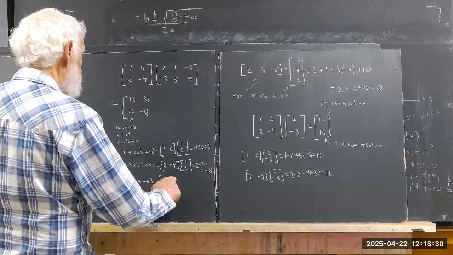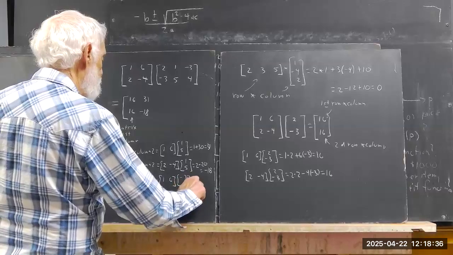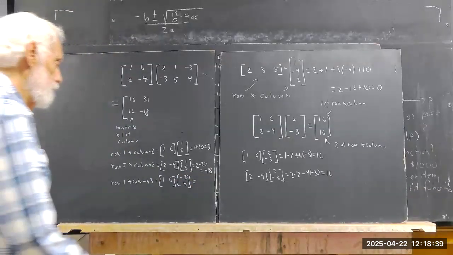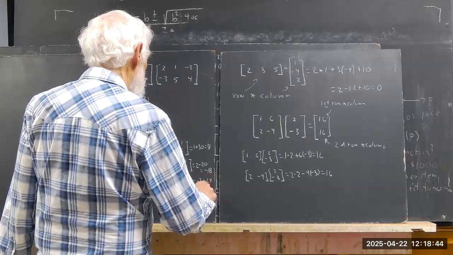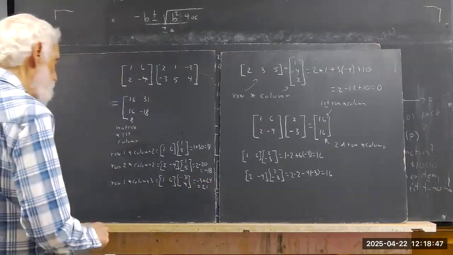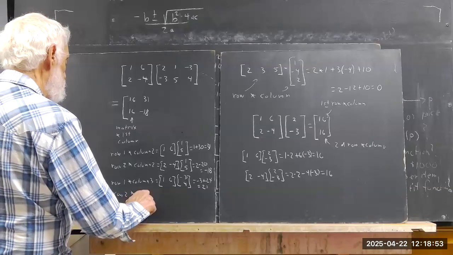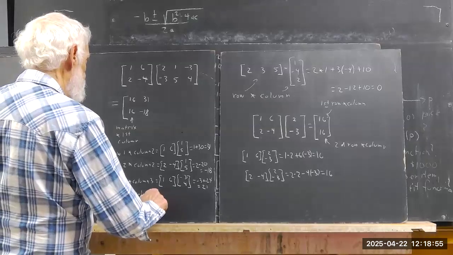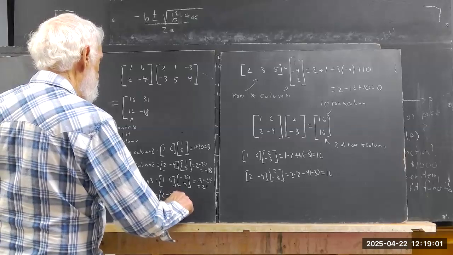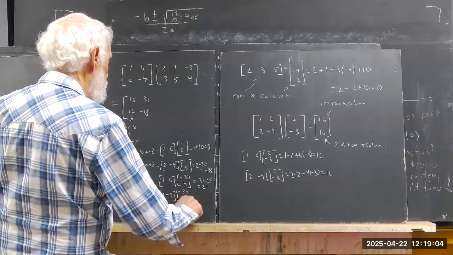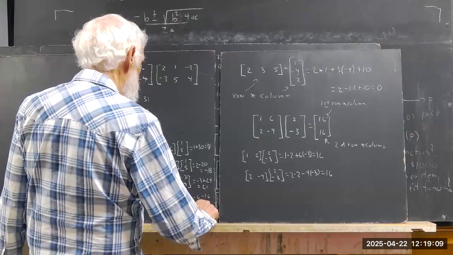row 1 times column 3 is 1, 6, multiplied by negative 3, 4. And it's negative 3 plus 24 equals 21. And row 2 times column 3 is 2, negative 4, multiplied by negative 3, 4, which is negative 6 minus 16, which is negative 22.